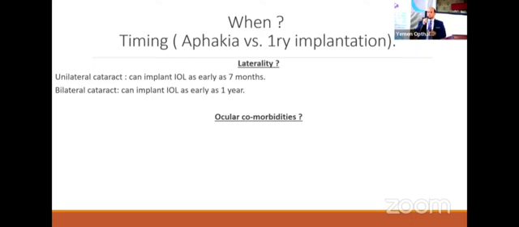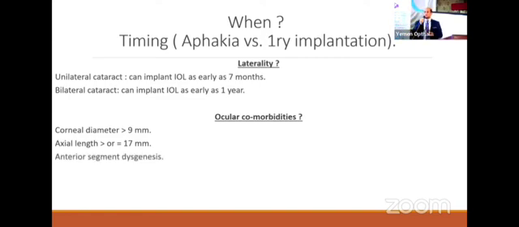Also, ocular comorbidities will help you in deciding whether you can implant or not. For example, if the patient has microcornea, which is less than 9 millimeters, you cannot implant an IOL. Also, if the patient has axial length less than 17 millimeters, or anterior segment dysgenesis or pre-existing glaucoma, all these factors can make IOL implantation have many complications for the patient.